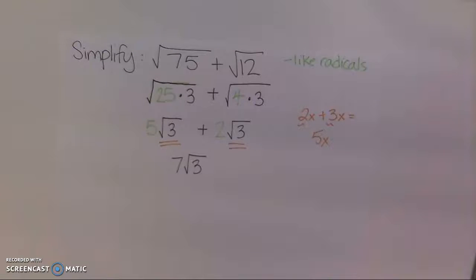Hopefully you remember that like radicals need to be there in order to add or subtract, and that you can do that by finding the perfect squares in each radical.